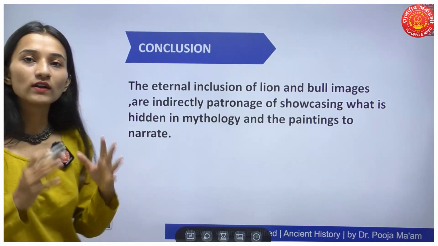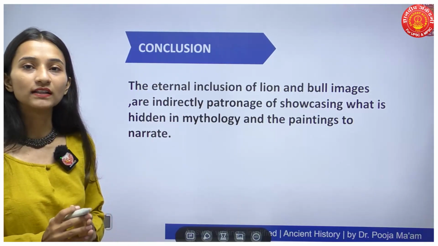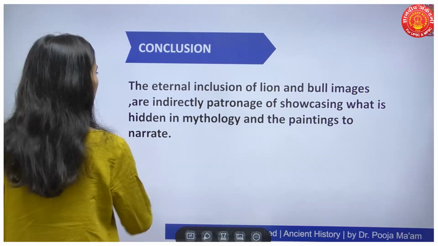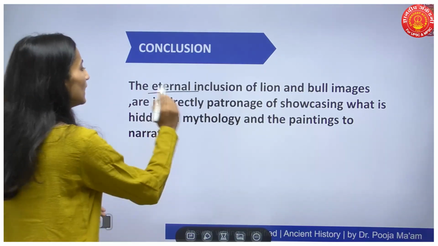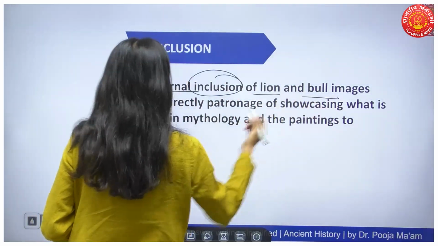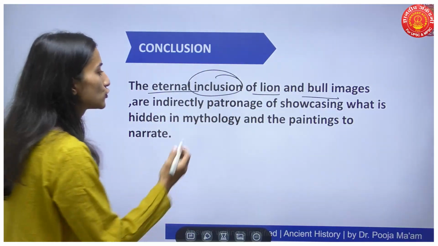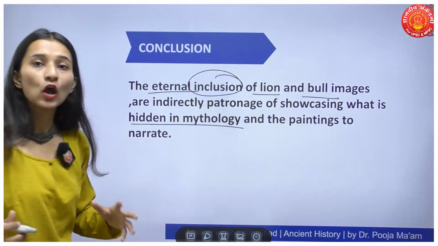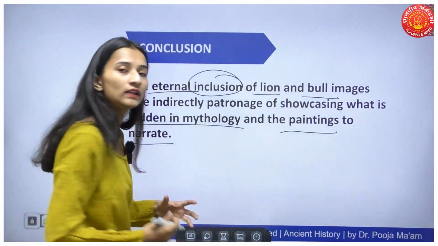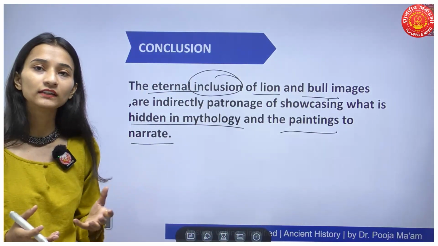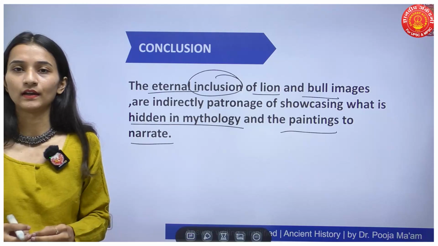So that was the main body or summary of your answer. So when you have to conclude the main answer or the conclusion part, the end part of the answer, that will include what? The eternal inclusion, eternal that is lasting till the end of time. The eternal inclusion of lion and bull images are indirectly patronage or royal symbolage of showcasing what is hidden in mythology or what has been believed in our ancient mythology, and the paintings to narrate, including the mural paintings of wall and including any other form of paintings which were forecasted right from ancient, medieval to modern history and the present era. ठीक है?